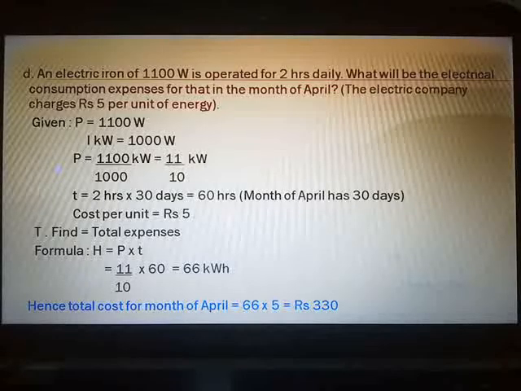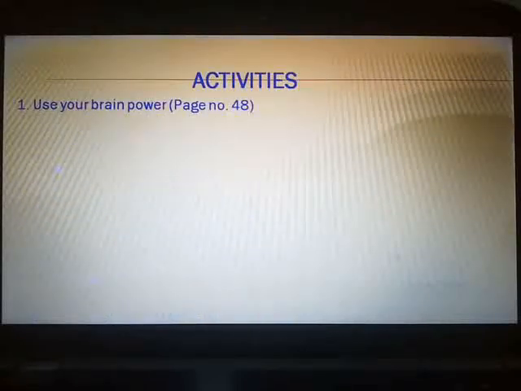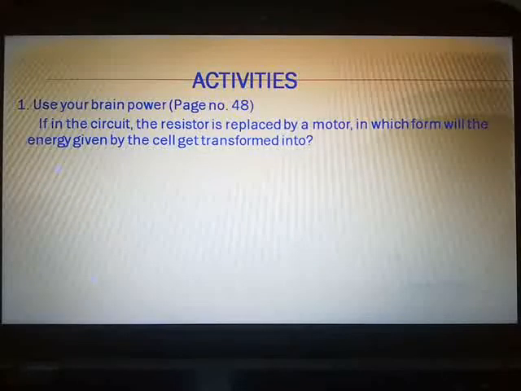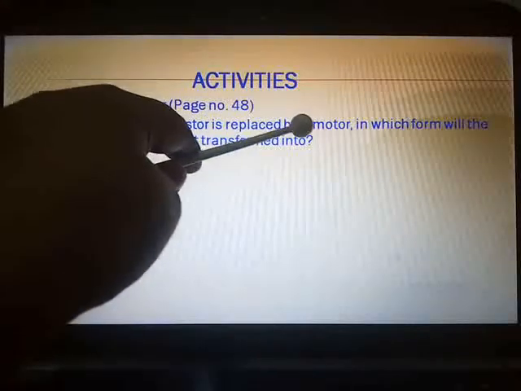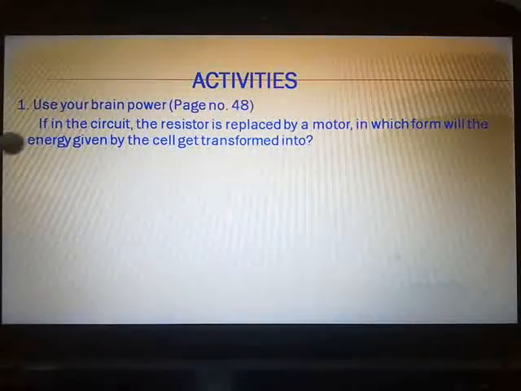Now the activities for this chapter I will discuss quickly. Hardly 2 activities are there. If you go through each and every page, all the activities they have removed from the syllabus due to the pandemic. So the 2 activities which we have to discuss, the first one is use your brain power, page number 48. In the circuit, if the resistor is replaced by a motor, in which form will the energy given by the cell get transformed?